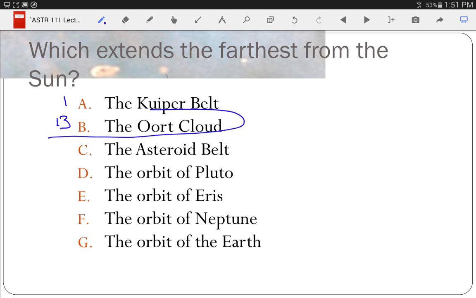So the Oort cloud, of the things we've talked about, extends the farthest. You get beyond there, you get to about 100 astronomical units away from the sun, and you get to the edge of the solar system.